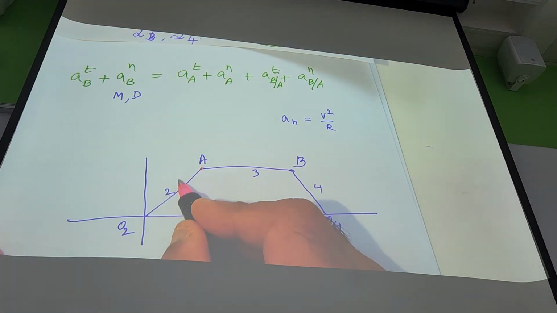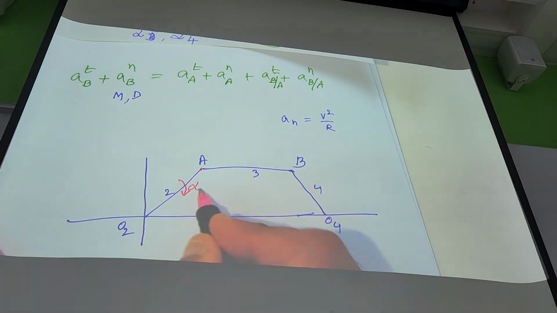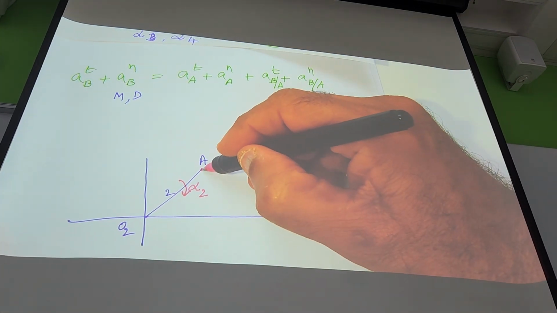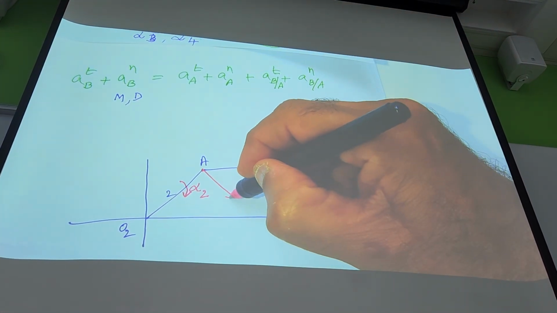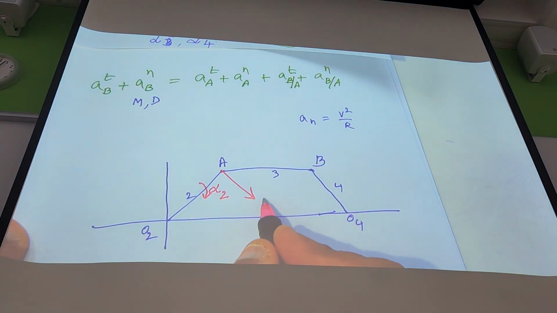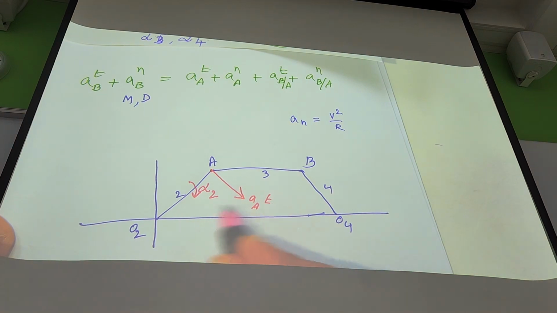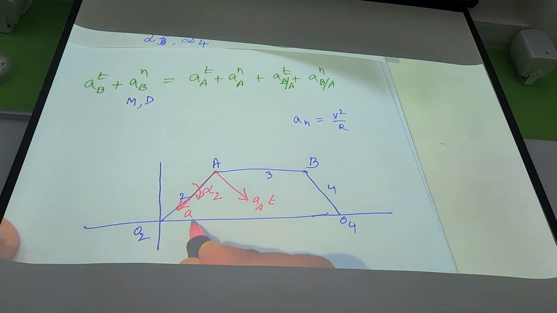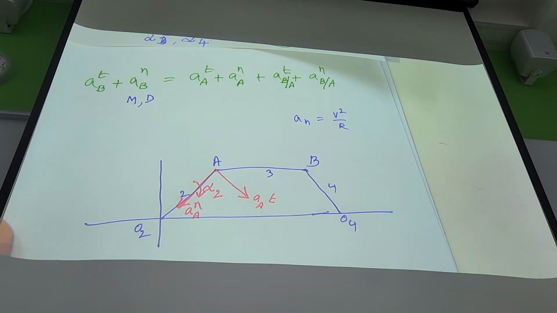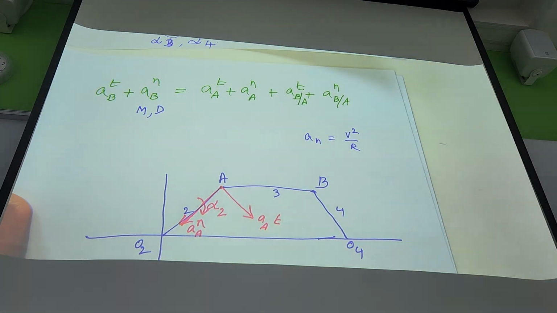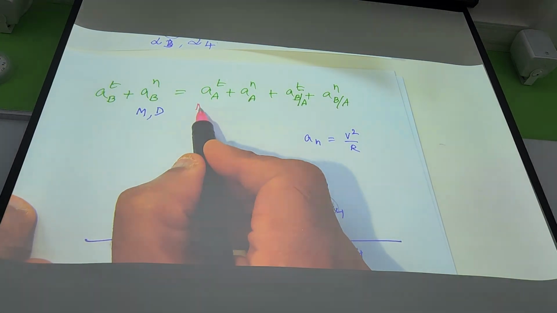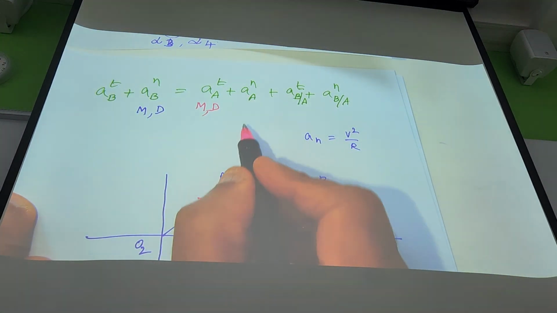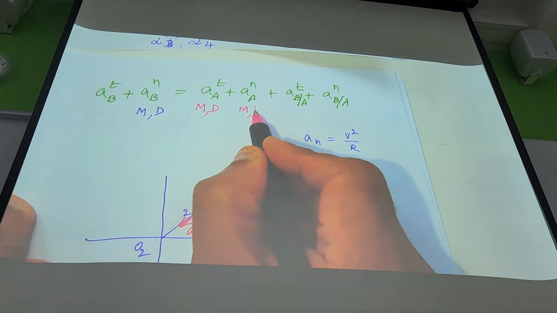Since the angular acceleration alpha 2 of the link is given, you can find the magnitude of the tangential acceleration and the normal acceleration. So for the tangential acceleration, you know the magnitude and the direction. For the normal, you know the magnitude and you know the direction.